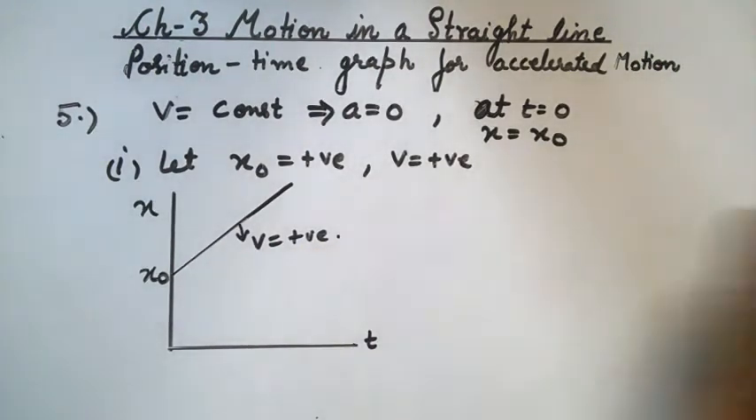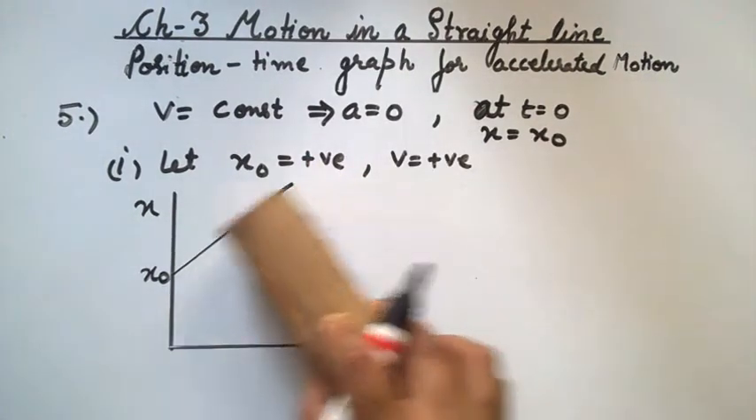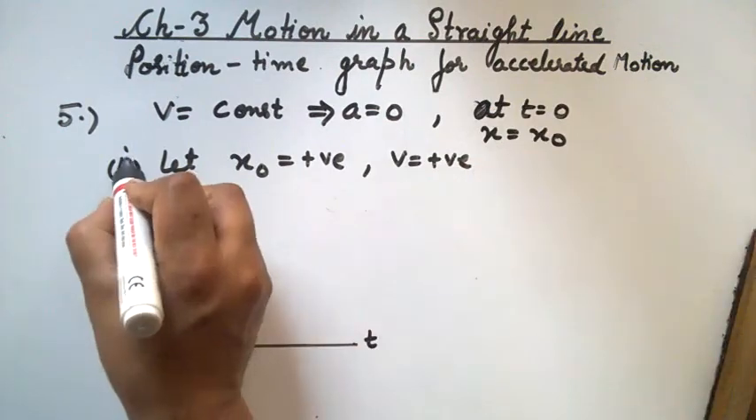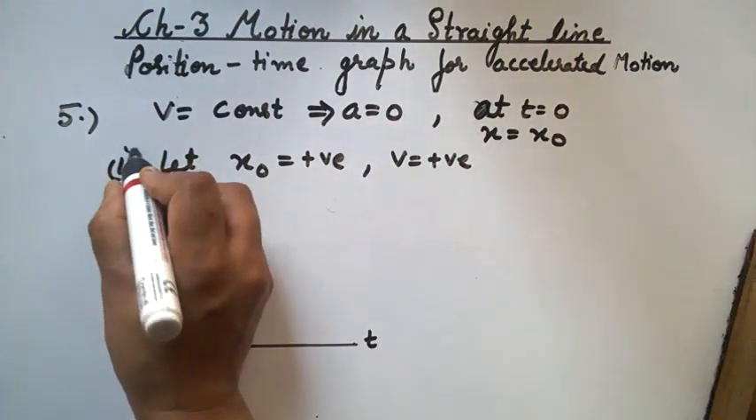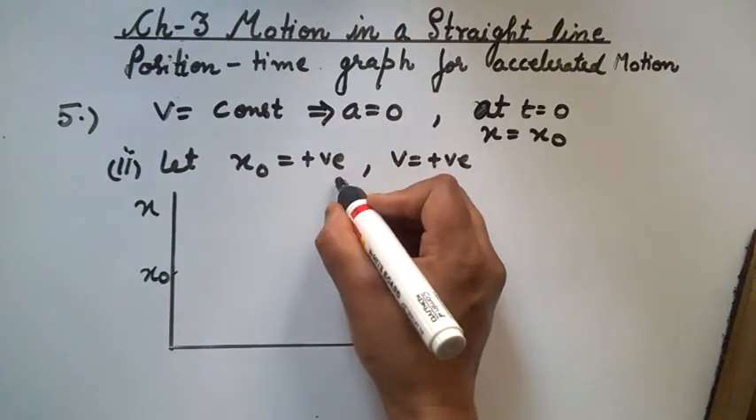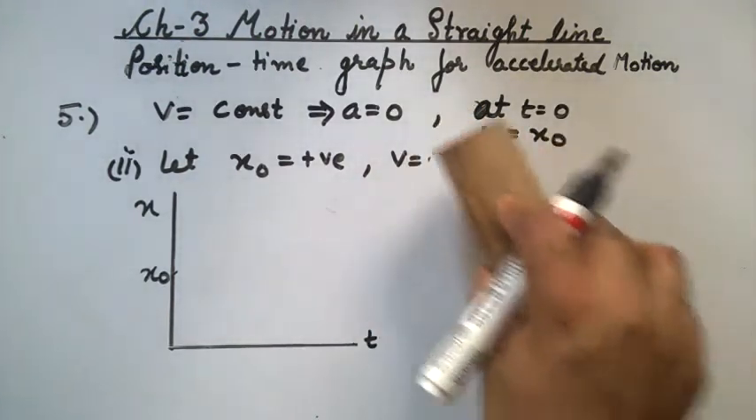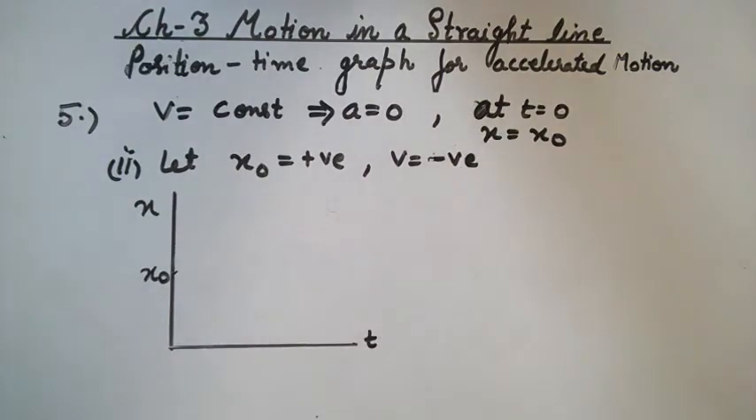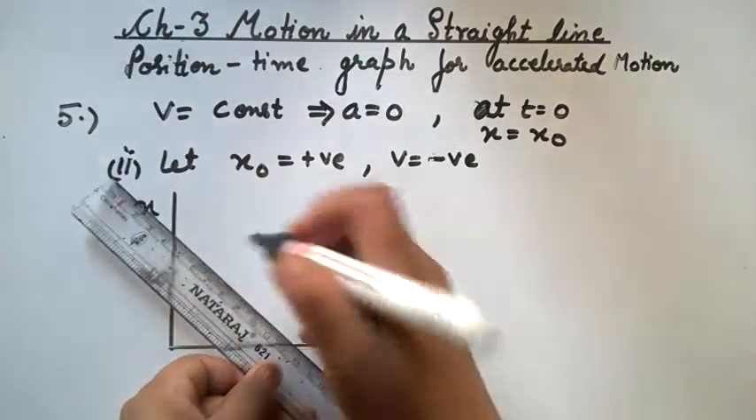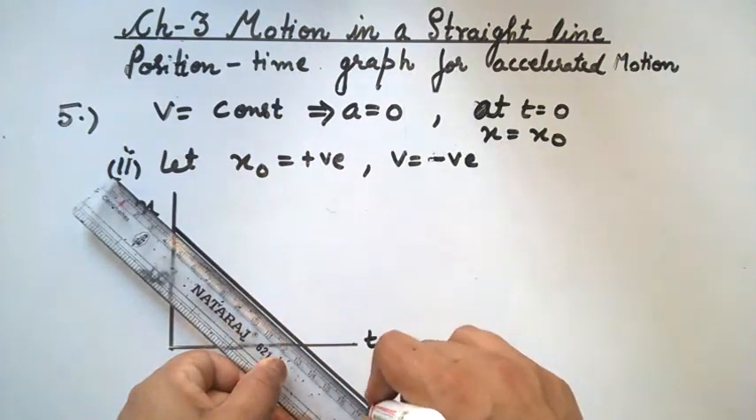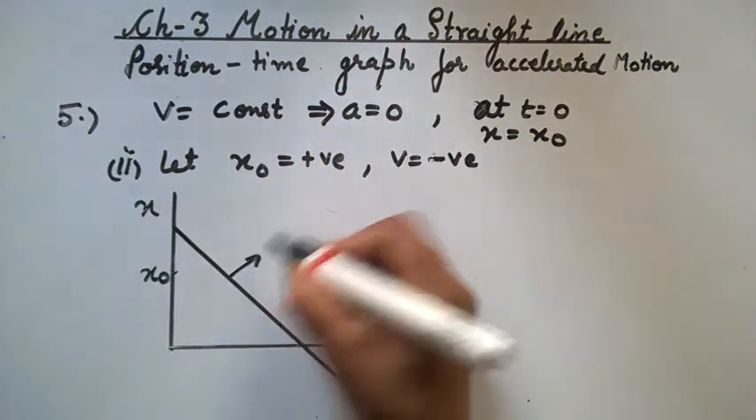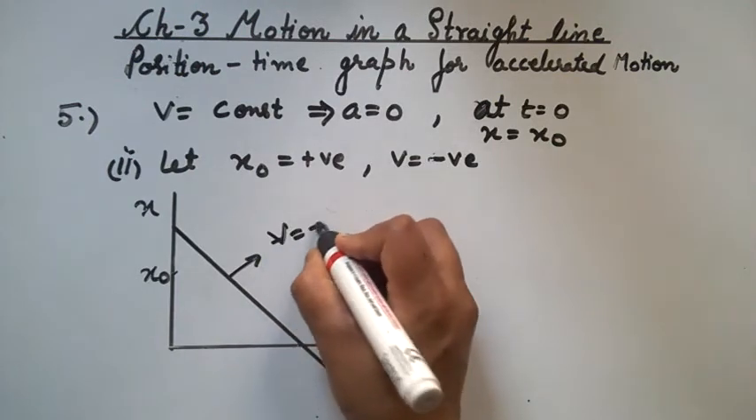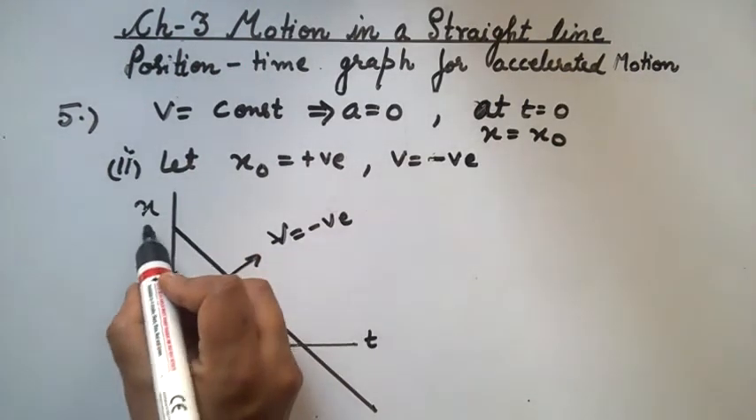Case number 2: when x naught is positive but v is negative. Then the position decreases with time and there will be a uniform motion. V is negative and x naught is positive.